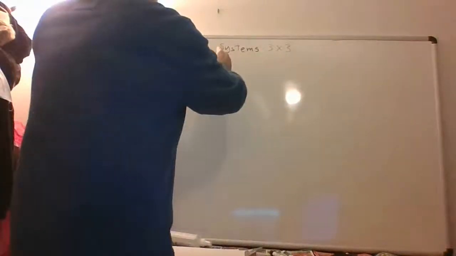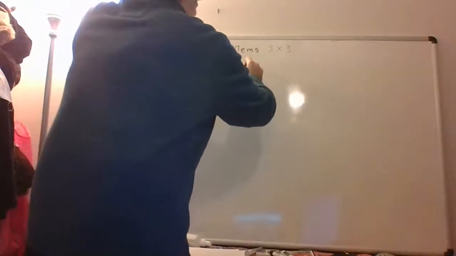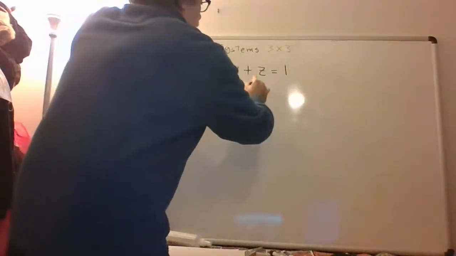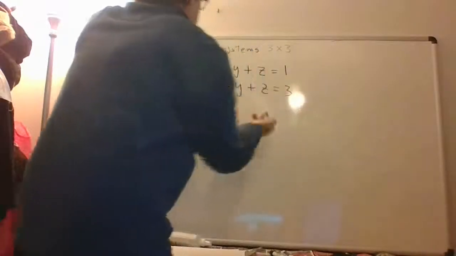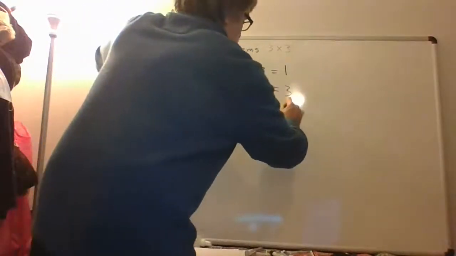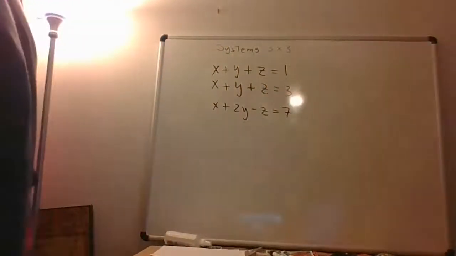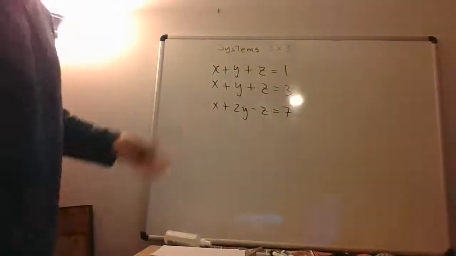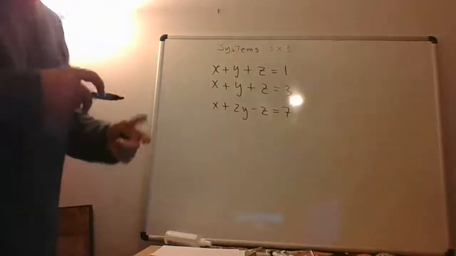Here is an example. x plus y plus z is equal to 1. x plus y plus z is equal to 3. And let's say x plus 2y minus z is equal to 7. There you go. This system has no solution. Why? The first two are parallel.